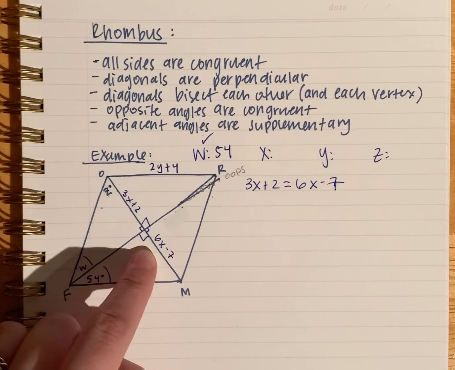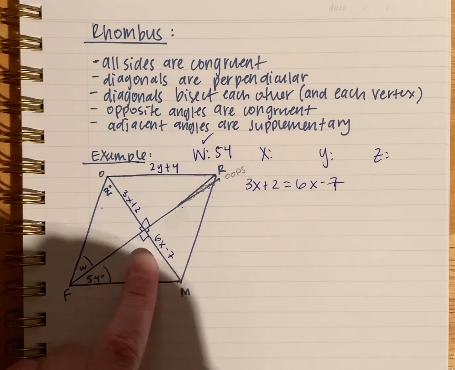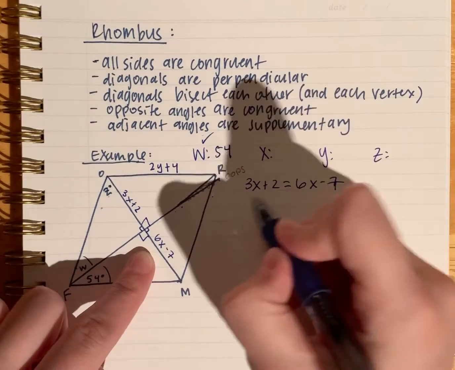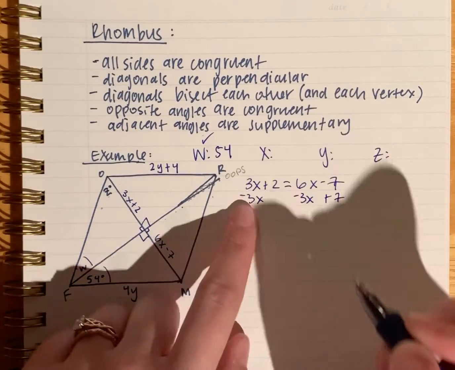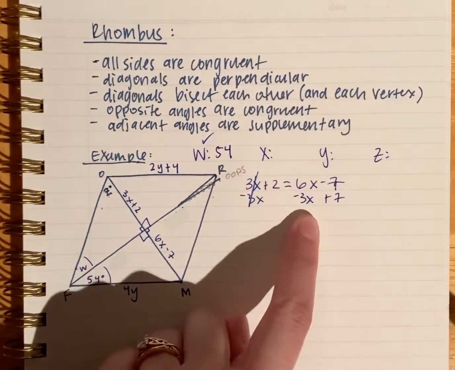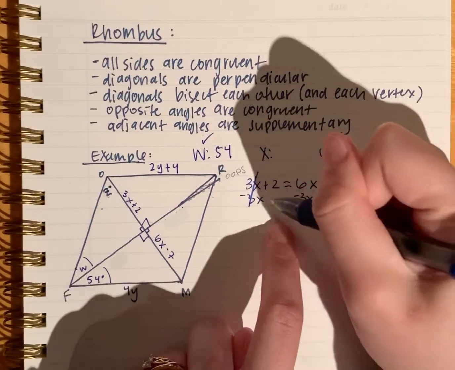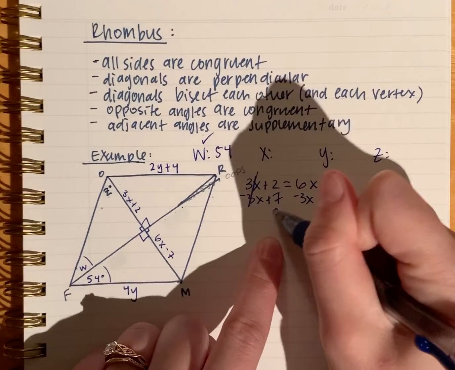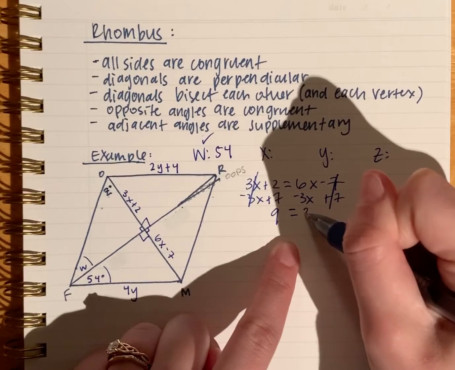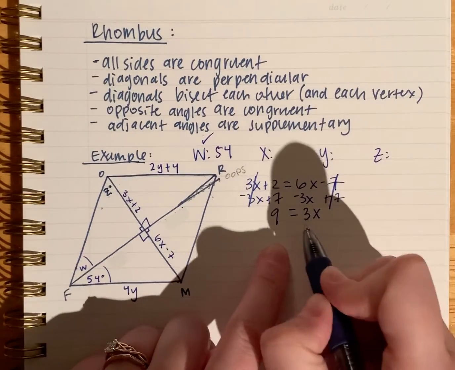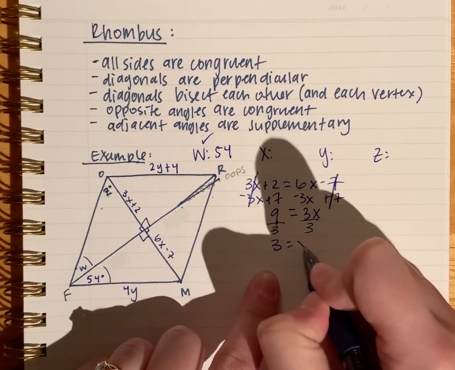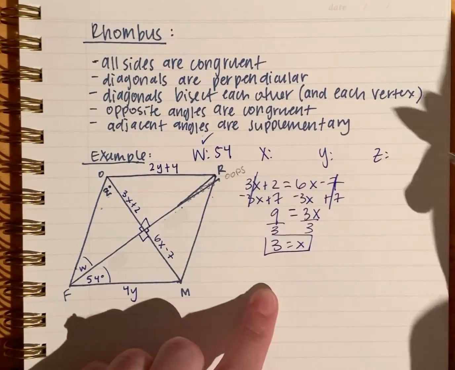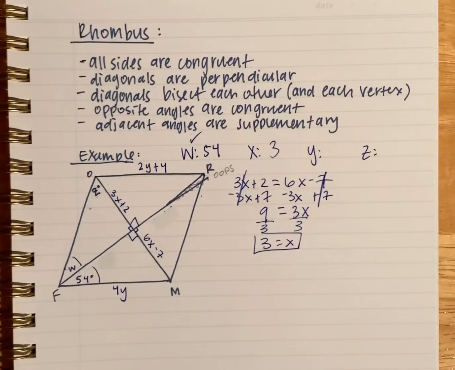We want to get our constants on one side and our variables on the other. So just to keep positive numbers, I'm going to take 3x from the left to the right. I'm going to add 7 from the right to the left. We have 9 is equal to 3x. Then we're going to divide both sides by 3. 3 is equal to x. All right, 2 variables down, 2 to go.